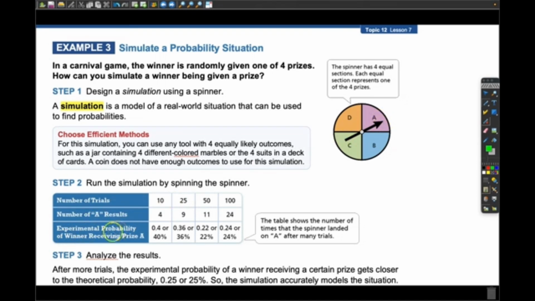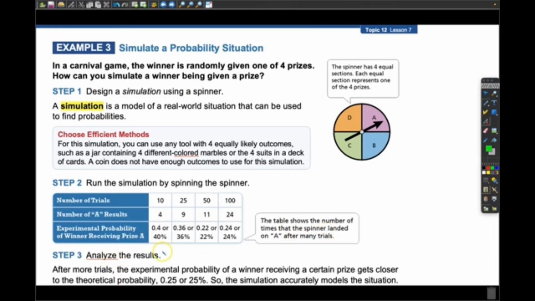The experimental probability of a winner receiving prize A ends up, so we're finding the percentage: 4 out of 10 times is 40%. 9 out of 25 times, 36%. 11 out of 50 is 22%. 24 out of 100 is 24%. Okay? The table shows the number of times that the spinner landed on A after many trials.